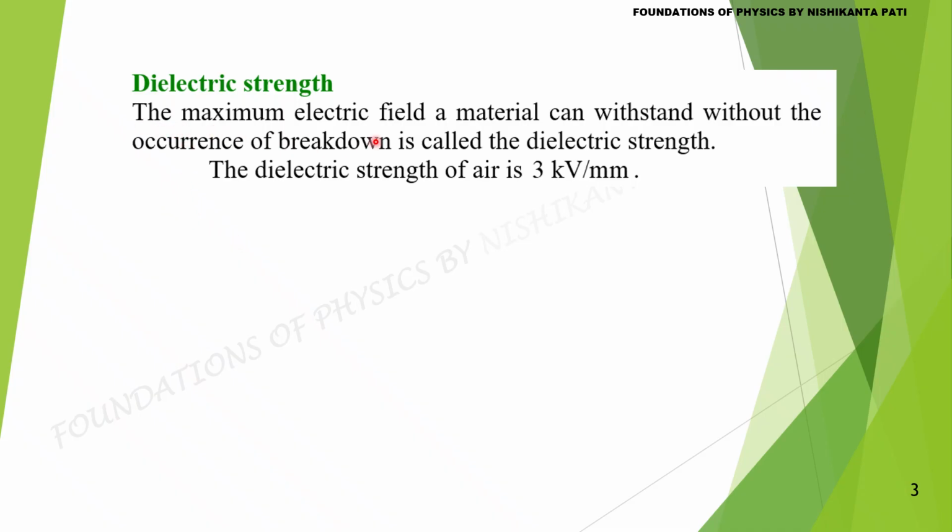The maximum electric field a material can withstand without the occurrence of breakdown is called dielectric strength. The dielectric strength of air is 3 kV per millimeter. That means air can tolerate at best an electric field of 3 kV per millimeter. If more than this electric field is applied to air, then air becomes ionized, where you can find a positive ion and negative ion. That means air becomes a conductor if the electric field exceeds this.